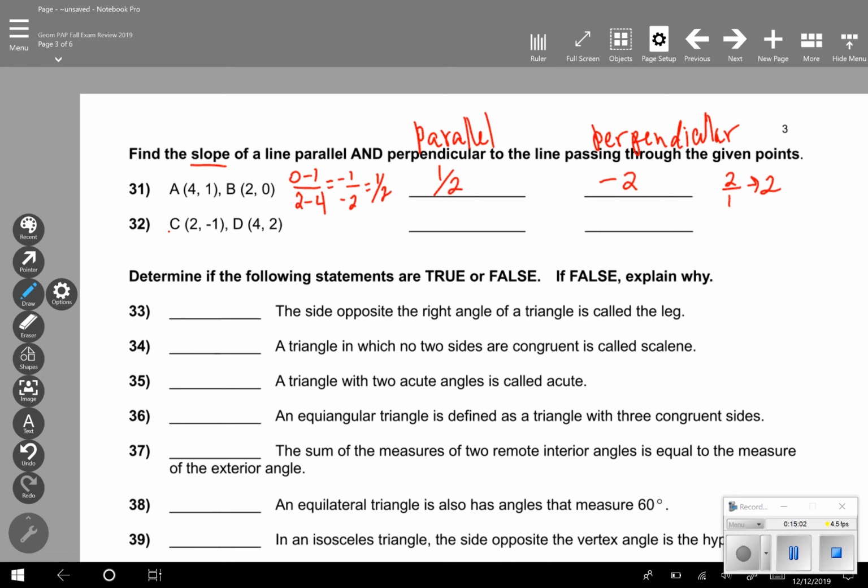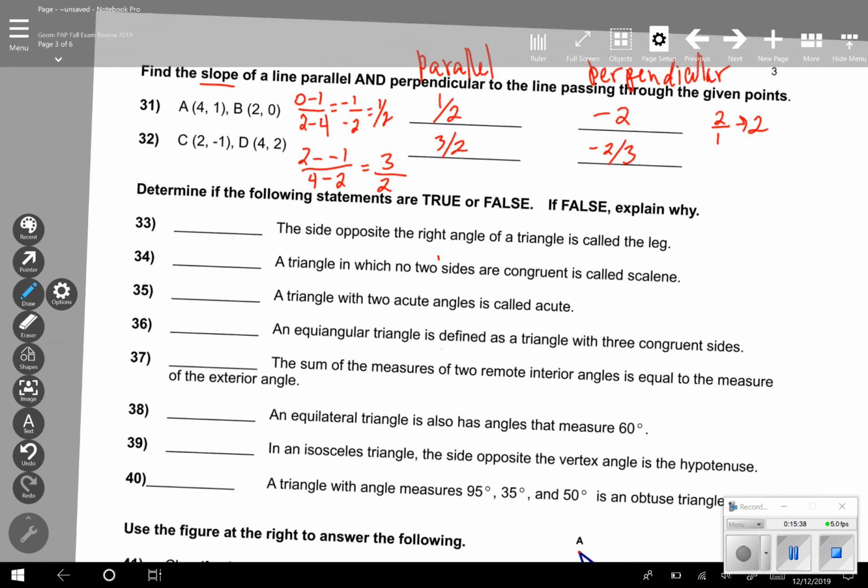Okay, now the next one here. Again, y2 minus y1, so 2 minus negative 1 over x2, 4 minus x1, 2. Okay, 4 minus 2 is 2. That's the easy part. 2 minus a negative 1 is really 2 plus 1, so it's 3. So their slope is 3 over 2. So a parallel line would have a slope of 3 over 2, and a perpendicular line would be negative 2/3, because you flip it and you put the opposite sign.